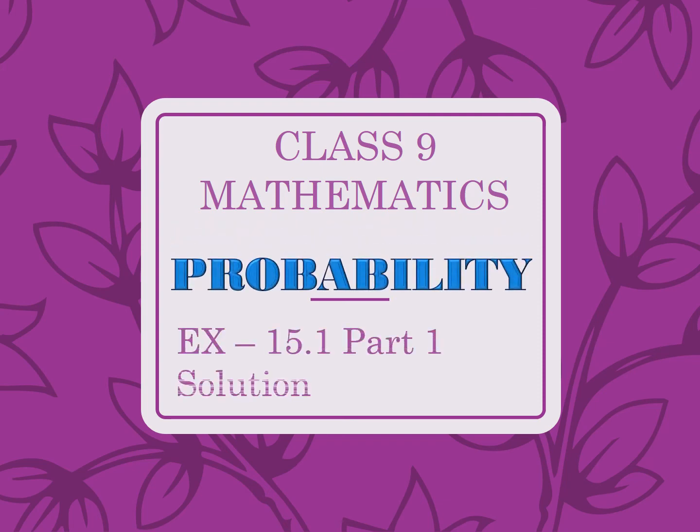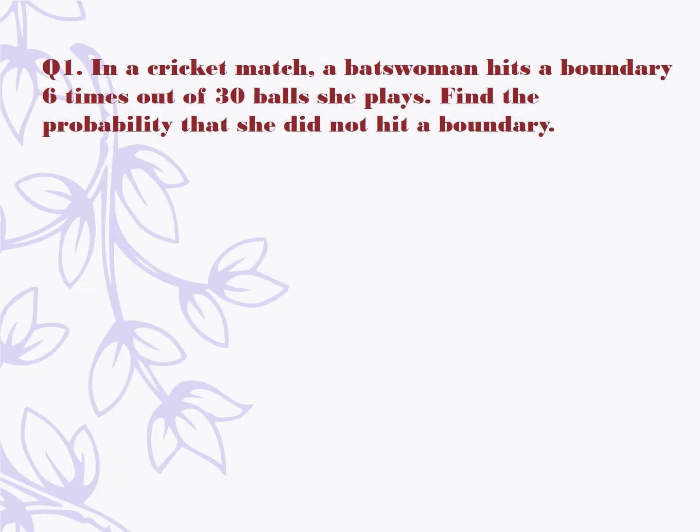Exercise 15.1 from your NCERT book. In a cricket match, a batswoman hits a boundary 6 times out of 30 balls she plays. Find the probability that she did not hit a boundary.